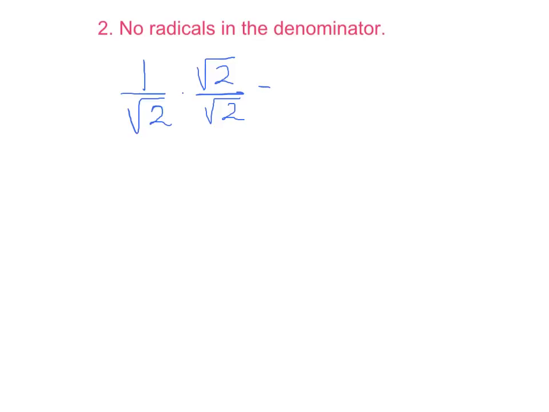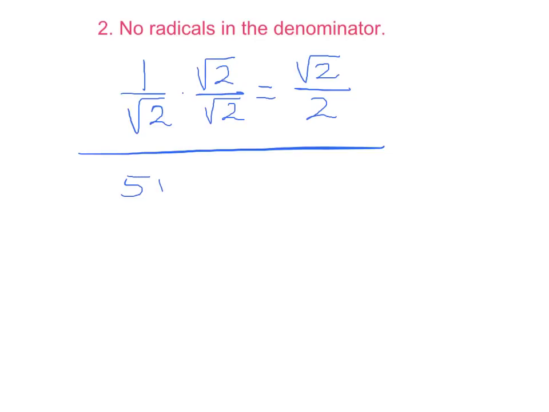I multiply across and I get 1 times the square root of 2, which is the square root of 2, and down the bottom I get the square root of 2 times the square root of 2, and that means 2. Okay, I'm done. There's no radical in the denominator, and there's no square factors in the top. What about something like, here's another example, how about 5 square root 12 over square root of 8.